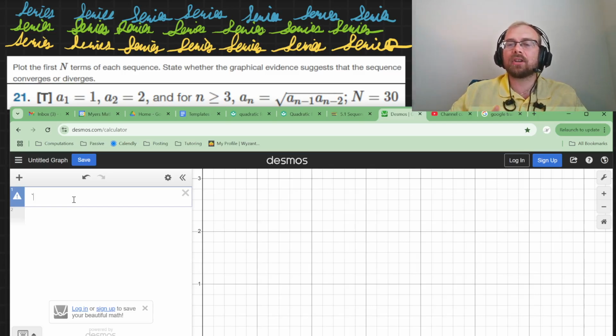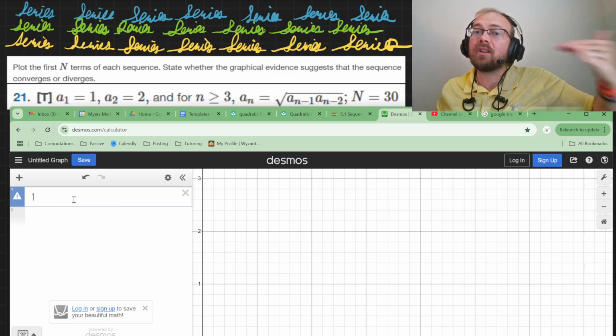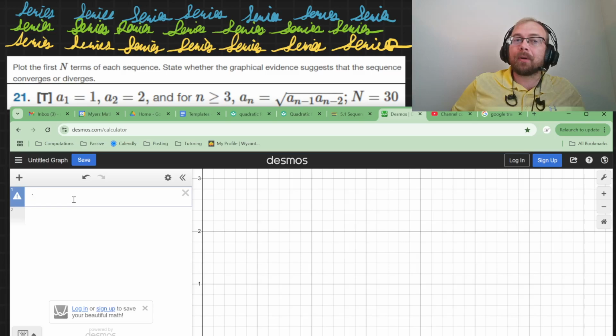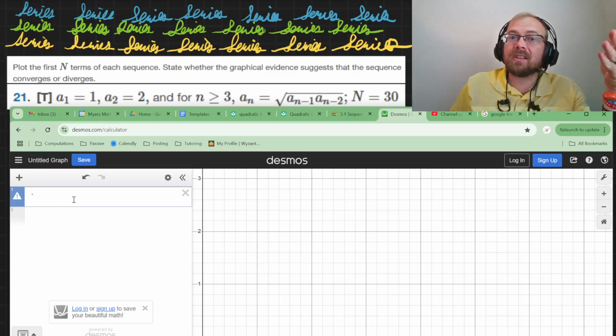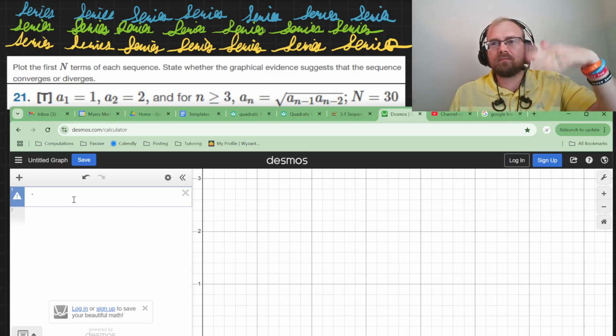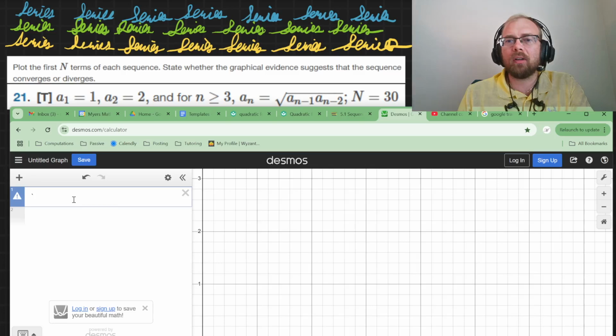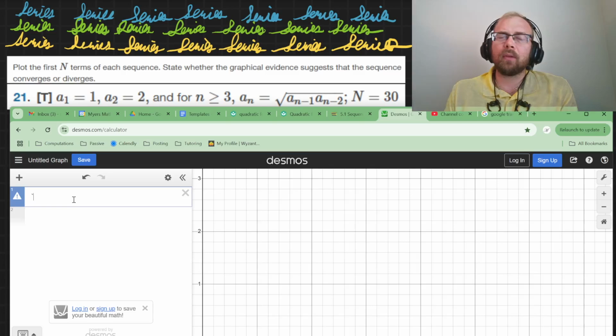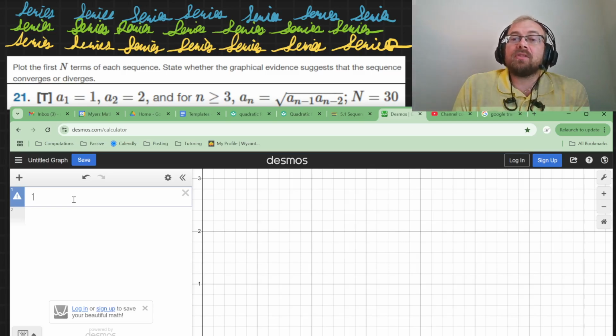The question is, what's the limit as n goes to infinity? Because if the limit as n goes to infinity is a number, then it converges to that number. And if it's not a number, if it goes to infinity, or it just doesn't level off at all, it can actually do neither of those. If it's just not a number, then it diverges.